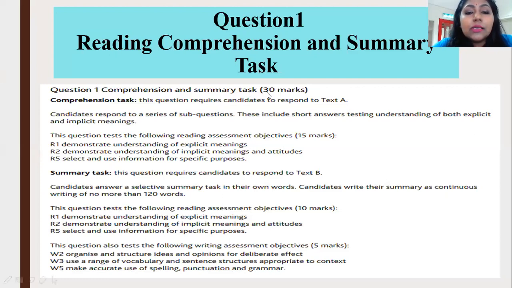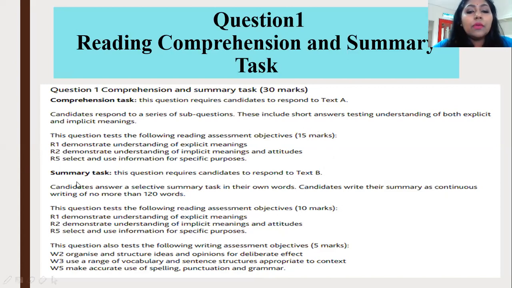So reading comprehension and summary tasks carry 30 marks. Okay, and when we talk about the summary task, it focuses on you responding to text A. Talking about reading comprehension, it also focuses on short answers, testing your understanding of both explicit and implicit meaning. That means how well you can read, understand explicit and implicit meaning, and also how well you can extract or scan for a specific answer to be put as part of your answer for your reading comprehension, which carries about 15 marks.